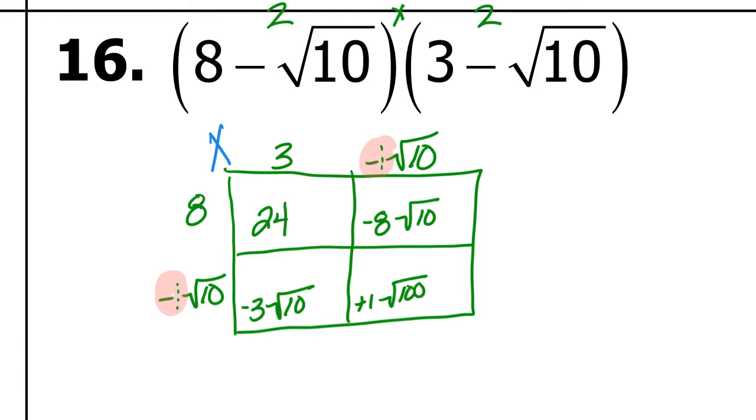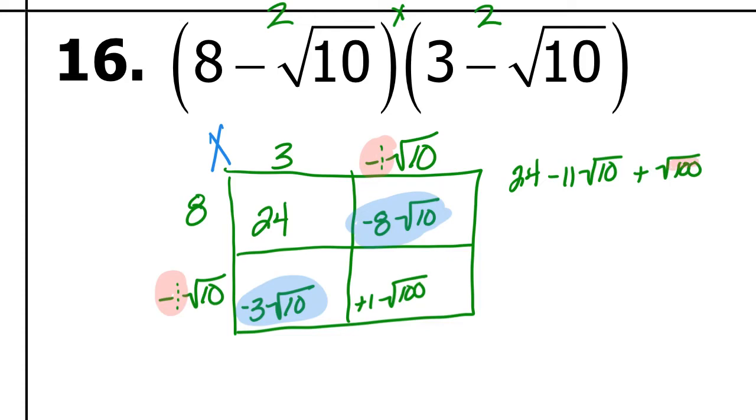So right away, I can see that both of my terms along the diagonal contain the square root of 10, which means that they can be combined. So as I bring them out of the box, I will start with the upper left-hand corner, 24. I will go ahead and combine my like terms, so negative 3 minus 8 gives me negative 11 square roots of 10, plus a square root of 100.